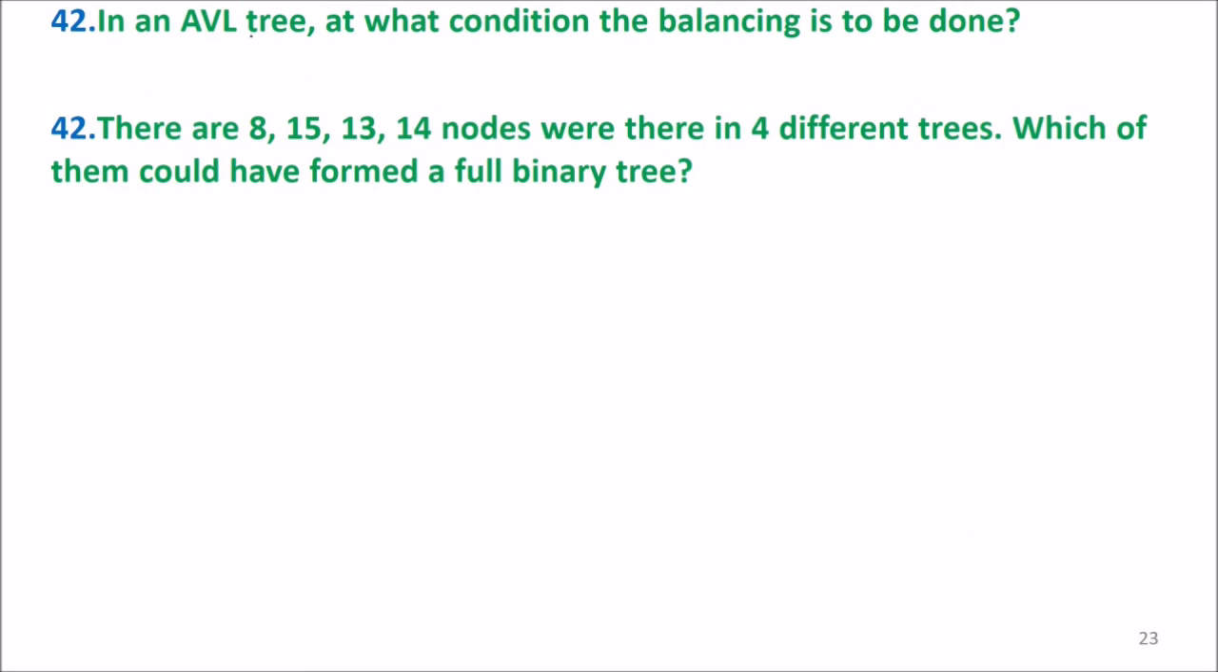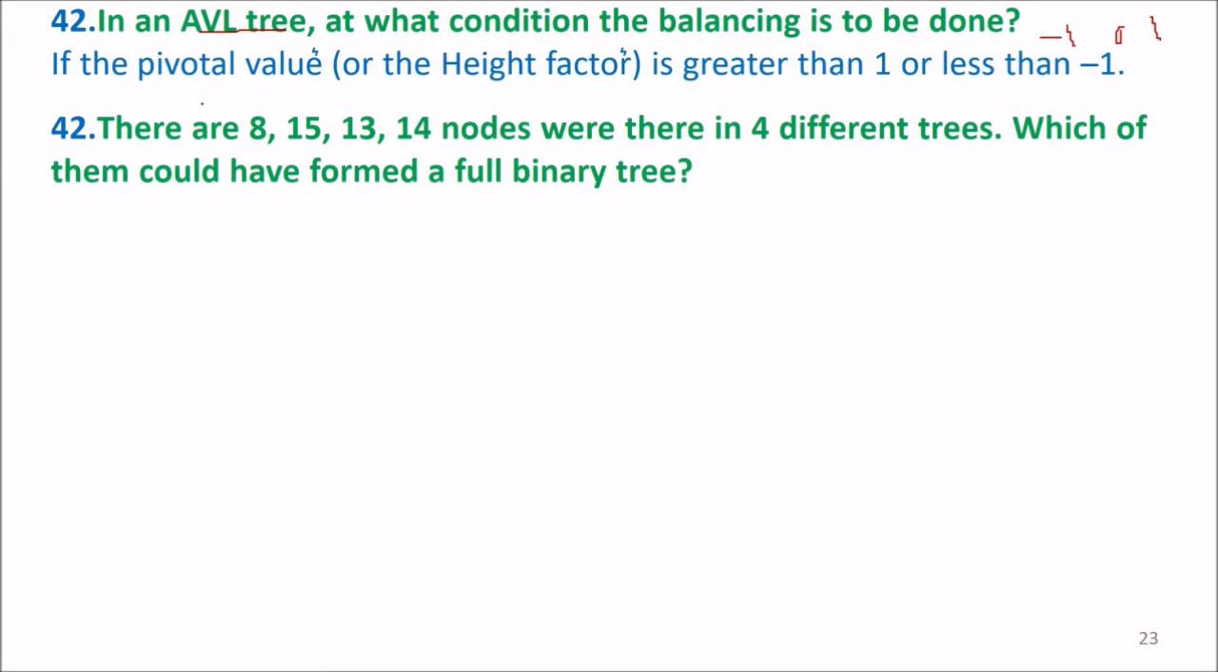An AVL tree is a kind of binary tree only, but it follows certain rules. That is, the difference of height should be -1, 0 and 1 only. If it is not these, the balancing has to be done. So at which condition is the balancing to be done? The answer is the pivotal value of the height factor. If it is greater than 1 or less than -1, then we do the balancing.